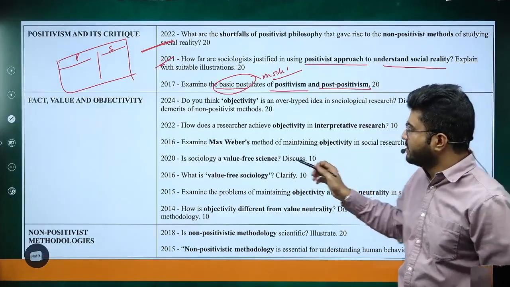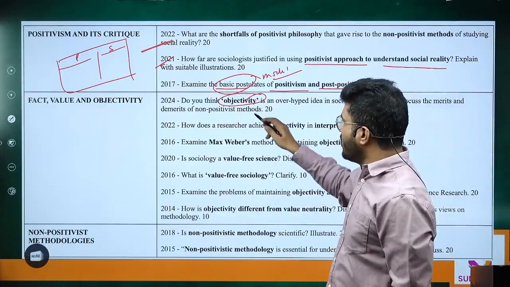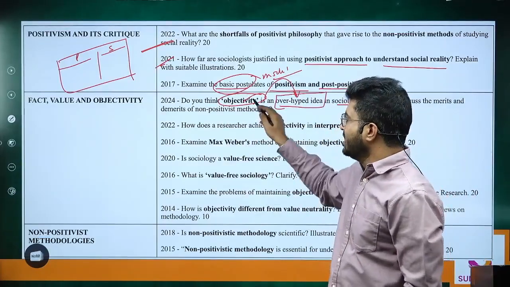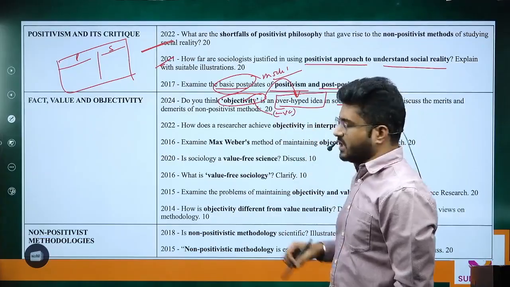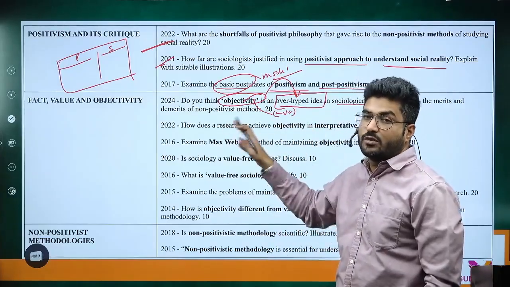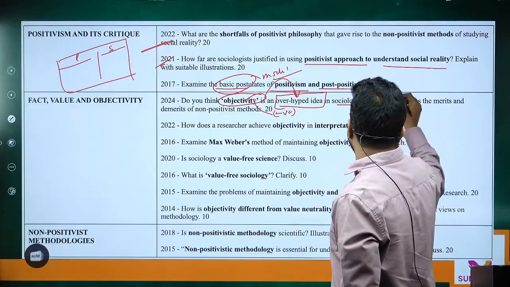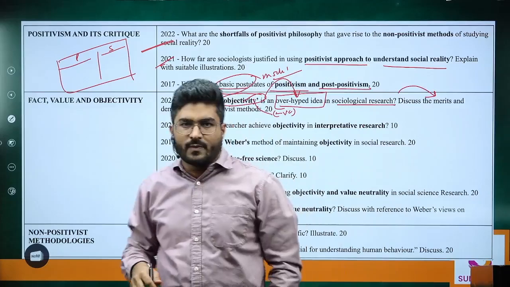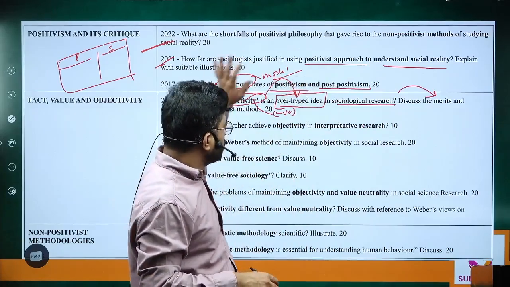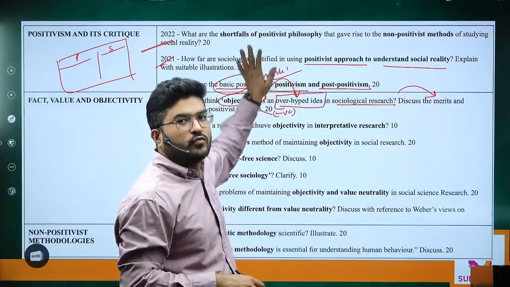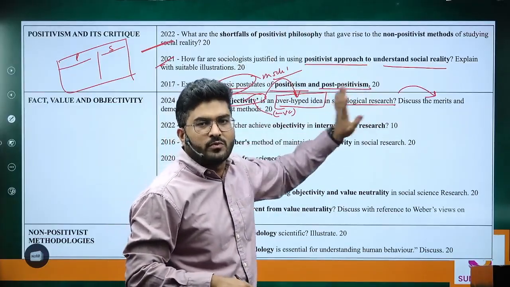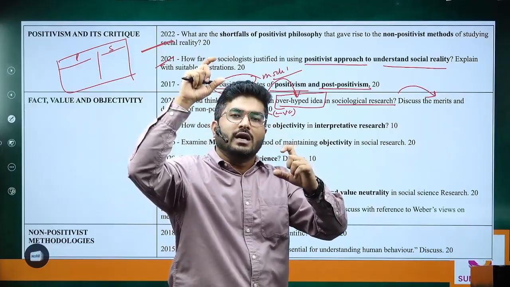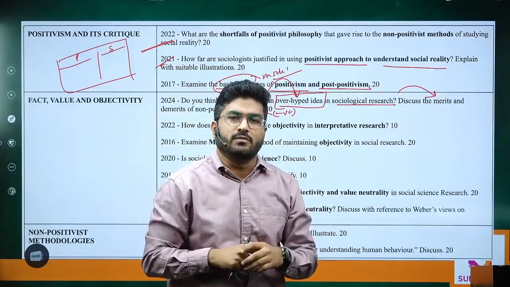So we have to first define objectivity and how we consider that it is an overhyped idea in sociological research. So basically the drawbacks, the negatives of objectivity, that is why it cannot be achieved in sociology. Then discuss the merits and demerits of the non-positivist approach. Because the positivists focus too much on objectivity, we have to look for the other method, which is called non-positivist. That will be your bridging point whenever we try to connect the introduction with the body part.